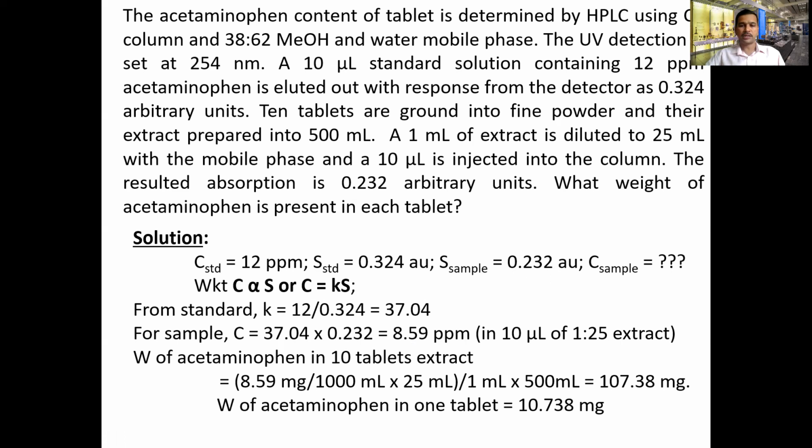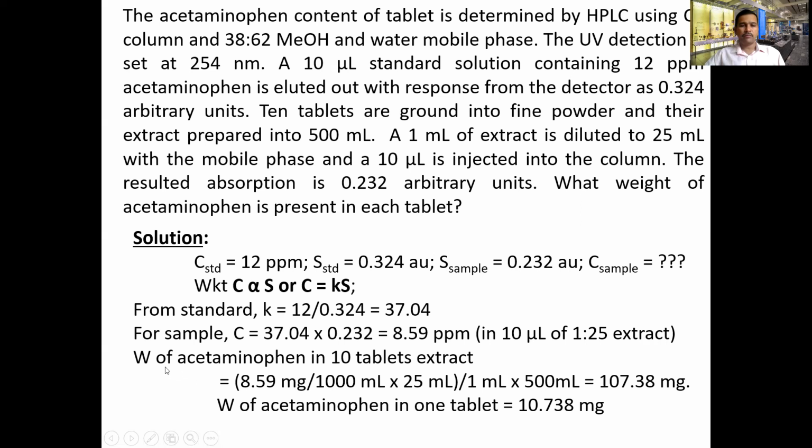This is the concentration of acetaminophen in the 10 microliter injected into the chromatographic column. That you have to report. So 8.59 ppm of the solute is present in the 10 microliter of 1:25 diluted extract. How is this? Here 1 ml of extract is diluted to 25 ml with the mobile phase, out of which only 10 microliter is injected.